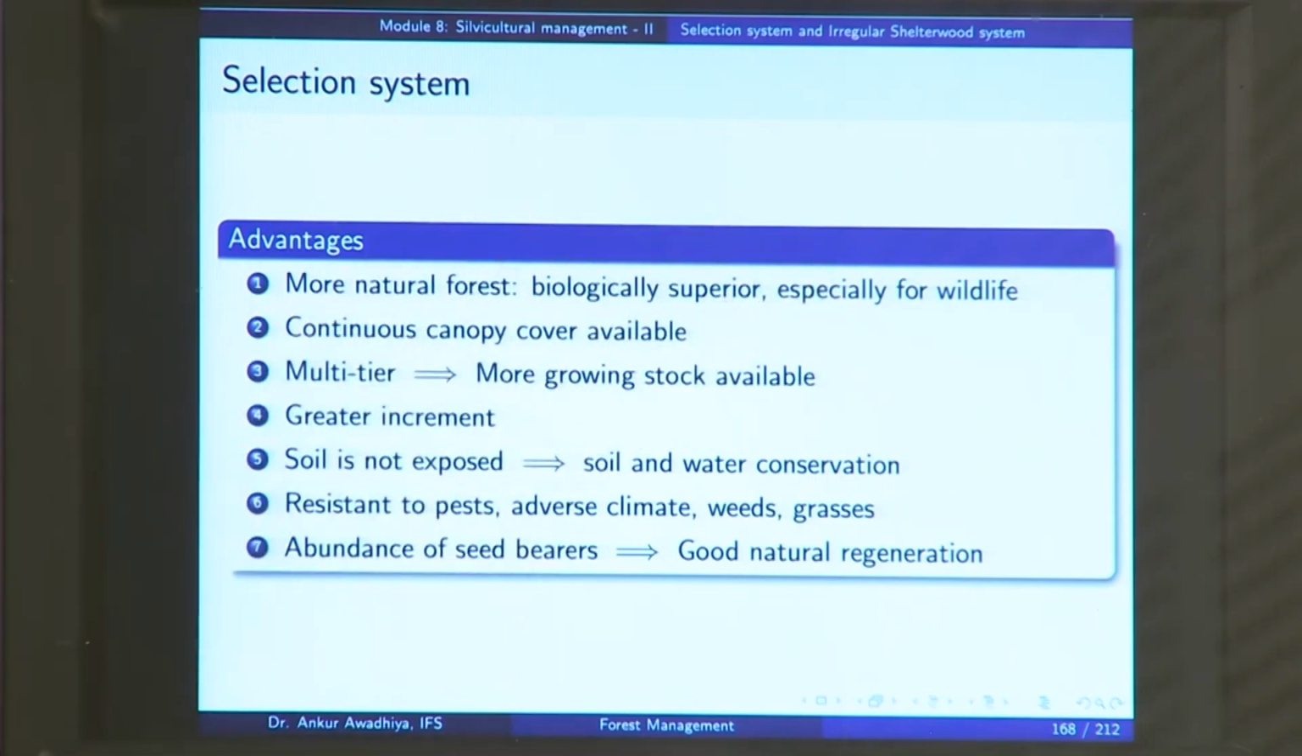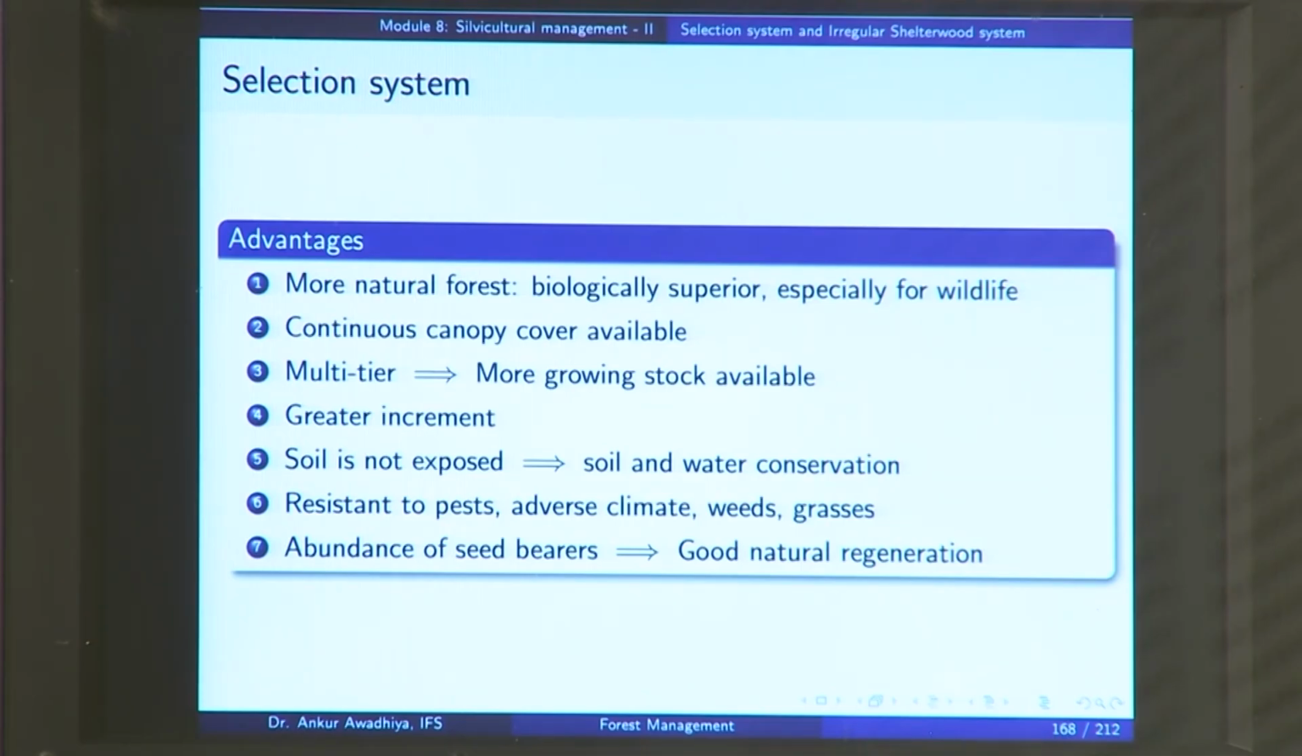So, this is biologically superior, and especially for wildlife, because all these trees of different age classes, they have their own utility. In the case of an ideal selection forest, you have a large number of young trees which can be used as food by the herbivores. You have a small number of very old trees which will be having hollows, and they can be used as nesting areas or as breeding areas by, say, birds or small mammals or even reptiles.